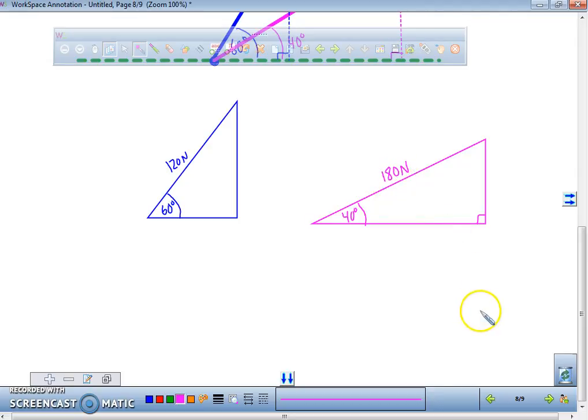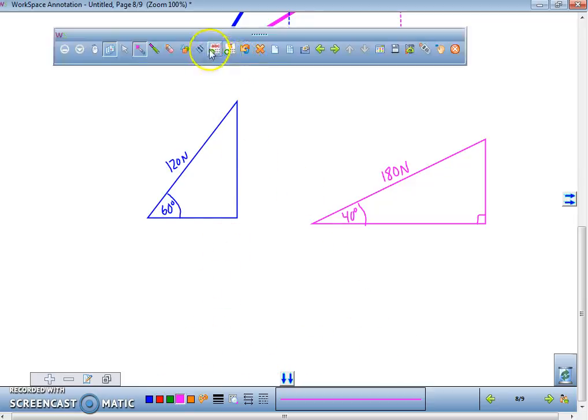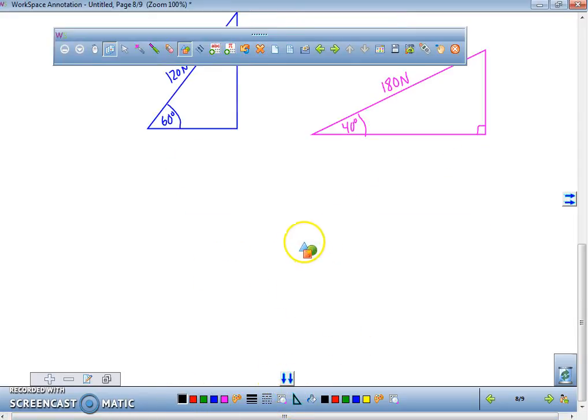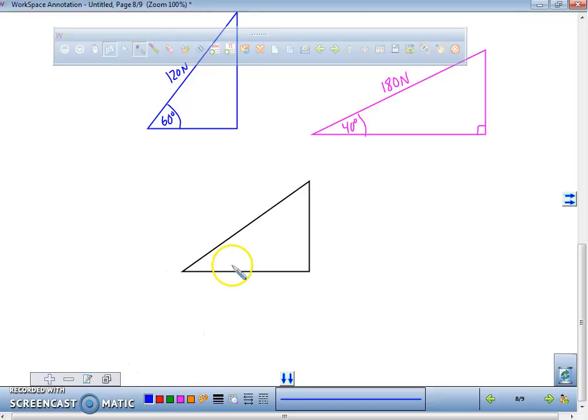180 newtons. Now, what we're going to do right now is I am just going to draw a regular, basic triangle. It's going to be in black, okay? And we're going to use this triangle to help us solve both of those. So it's going to be a random-looking triangle, all right? What I'd like you to do is, right here, put x degrees. Now, this right here is going to be x. This right here is going to be y.